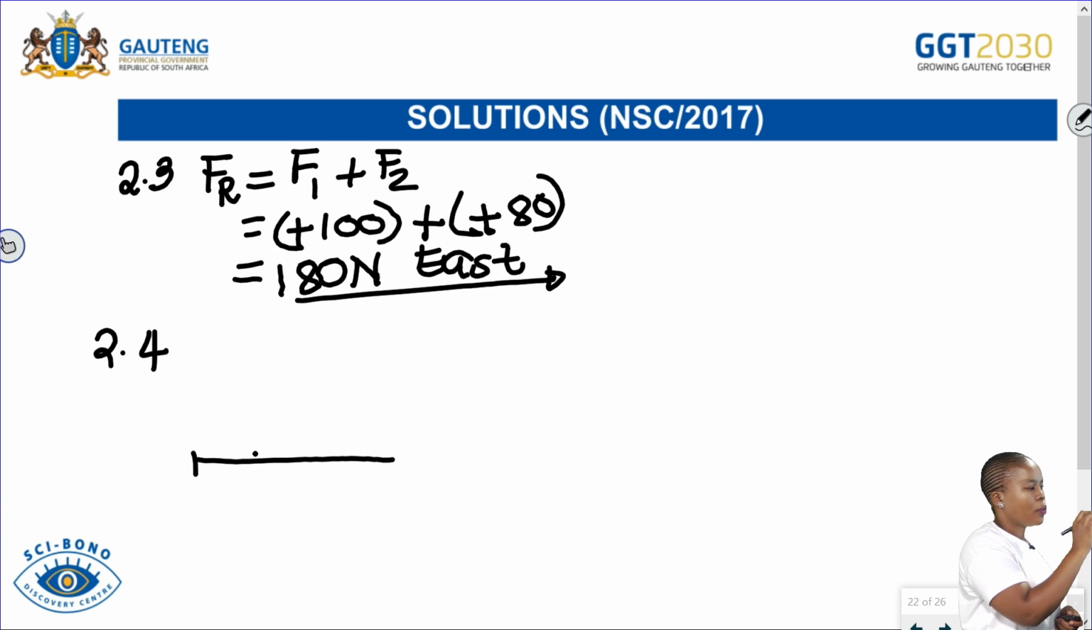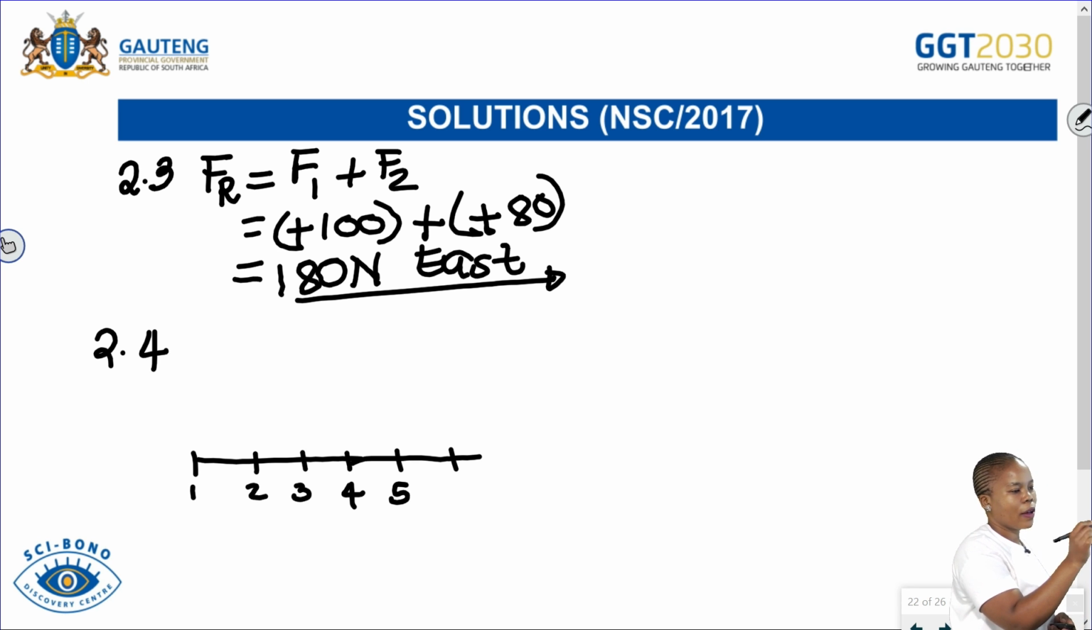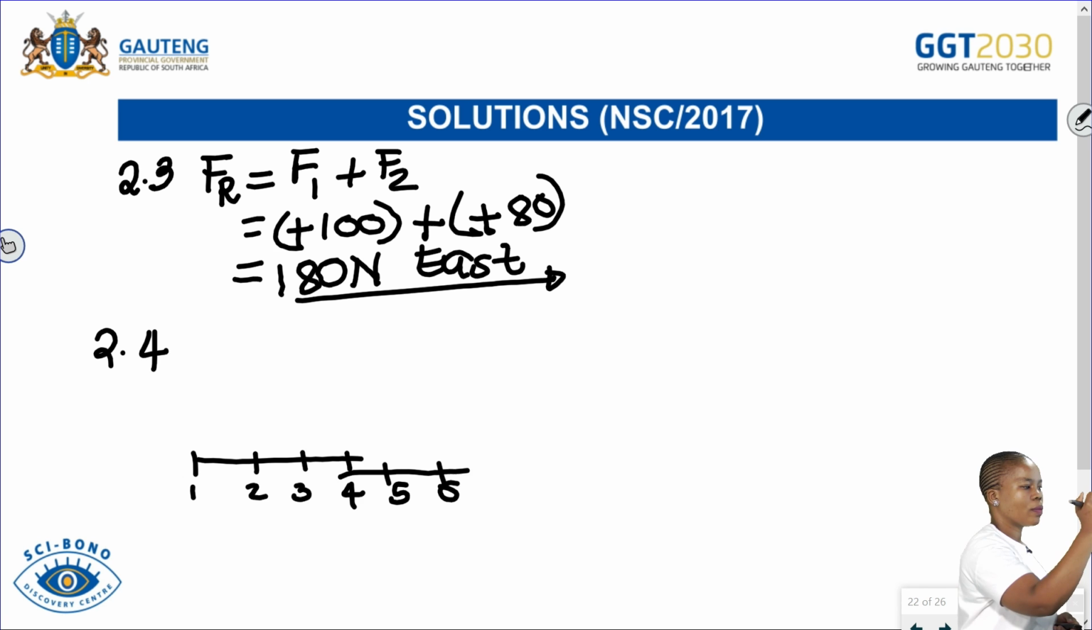Even though my ruler is my hand, I want you to know the method. So this is 1, 2, 3, 4, 5, and 6. So we are stopping here.